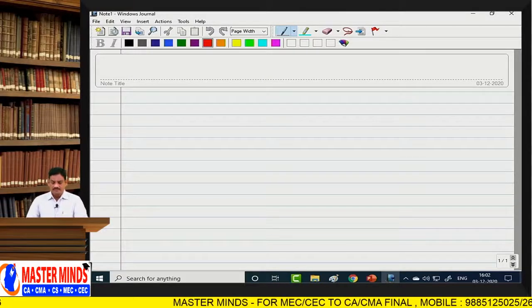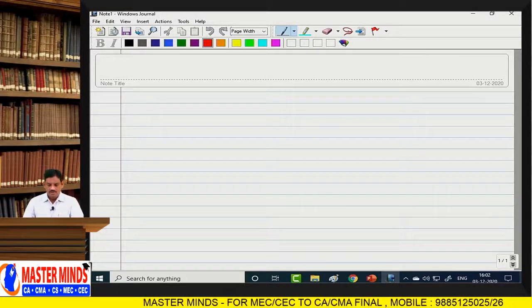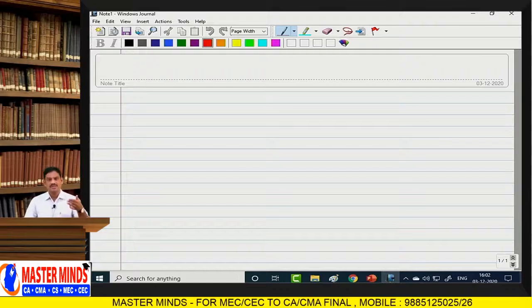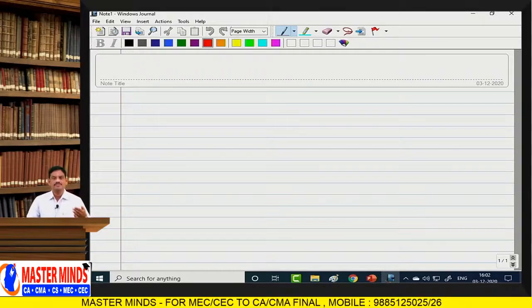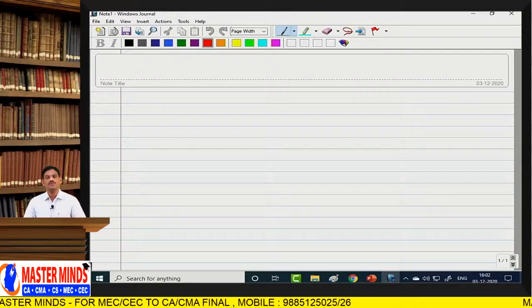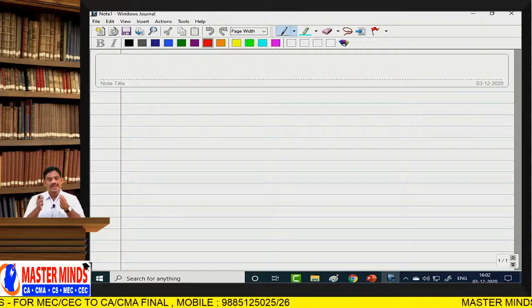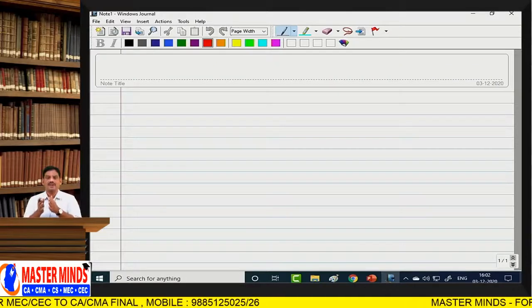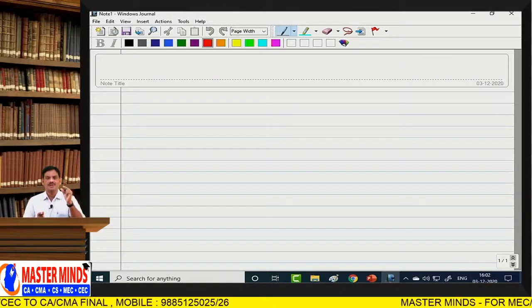Let us start with the previous concept, that is computer, types of computer, characteristics or advantages of computers, and then we have different categories of computers: analog, digital, hybrid.